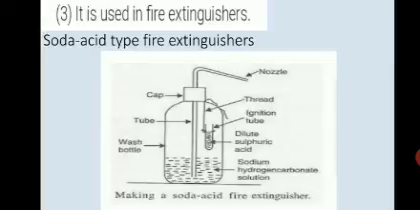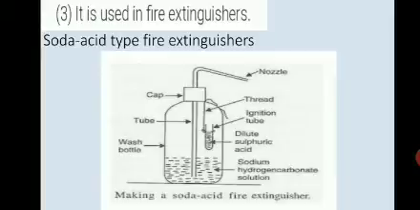We know that to burn something, it needs oxygen. So when it cuts off the supply of air, the process of burning stops and the fire gets extinguished. This is what actually happens in the soda acid fire extinguisher. The stream of liquid falling on the burning substance also helps in putting off the fire by cooling the burning substance below its ignition temperature.